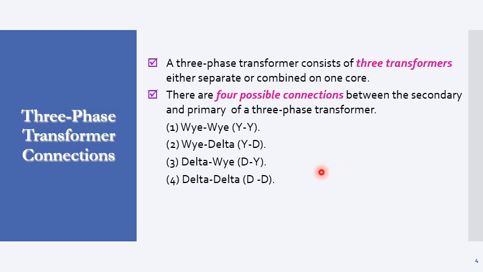A three-phase transformer consists of three transformers, either separate or combined on one core. So there are four possible connections between the primary and secondary of the three-phase transformer, which are Y-Y connection, Y-delta connection, delta-Y connection and delta-delta connection.